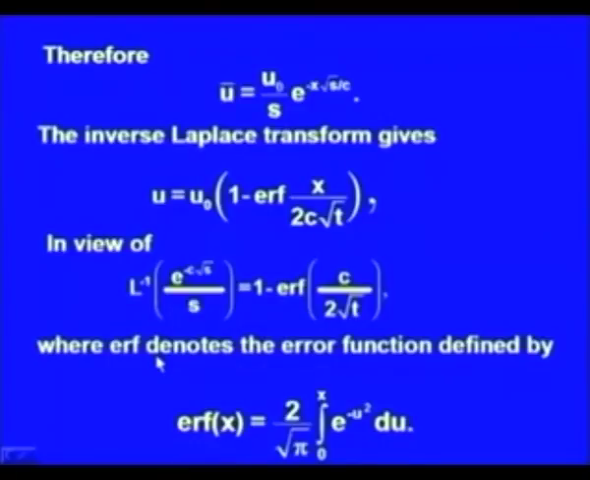Here erf denotes the error function defined by erf x equal to 2 over root pi integral 0 to x e to the power minus u square du. So, the solution of the given problem is u equal to u naught times 1 minus erf x over 2 c root t.